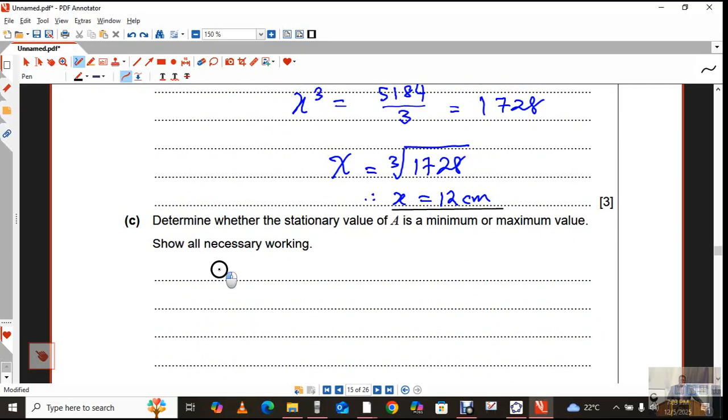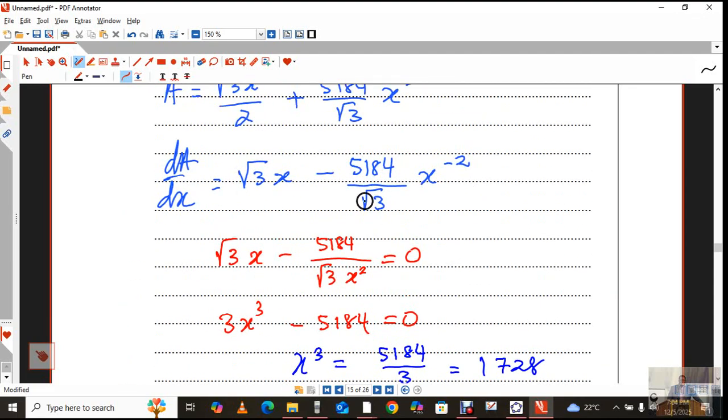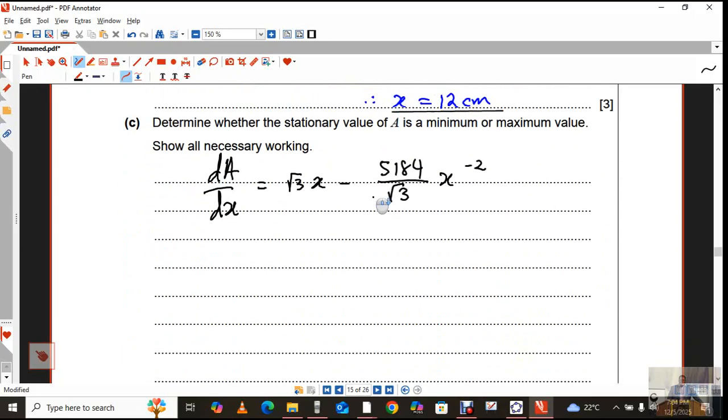We know that dA/dx is root 3 x minus 5184 over root 3 x to the -2. That's what we know. So the second derivative, what is it going to give me?